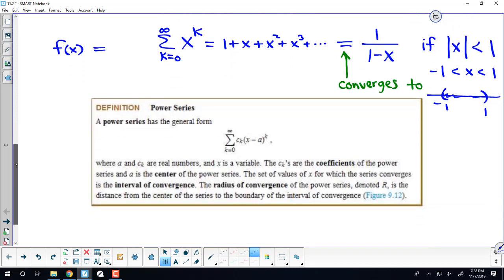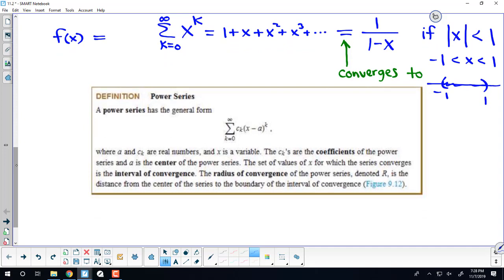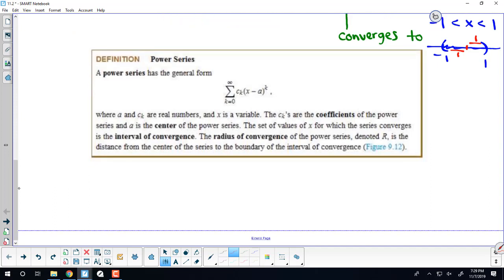And the radius of convergence, maybe we can see this from here, is just given to us by this right here, because we're 1 unit in this direction and 1 unit in this direction, right? So that's our radius of convergence. It just kind of looks like this. I'm going to write it out.